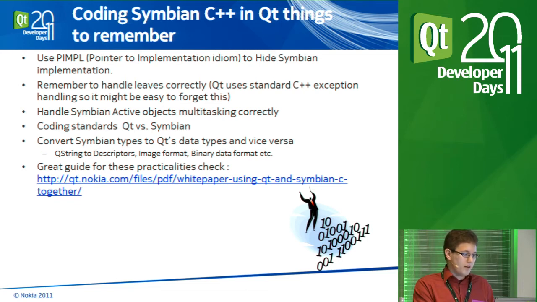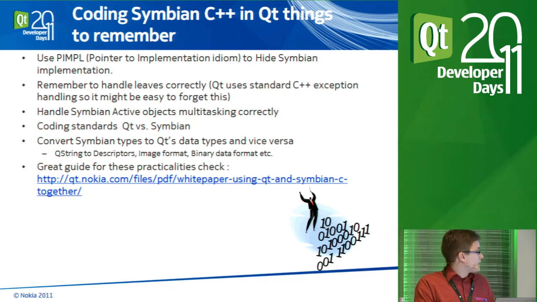And for Symbian, when you're coding multitasking, you're probably ending up using the active objects. And well, doing that correctly is important. I have a little example of what could be done to make it work correctly.